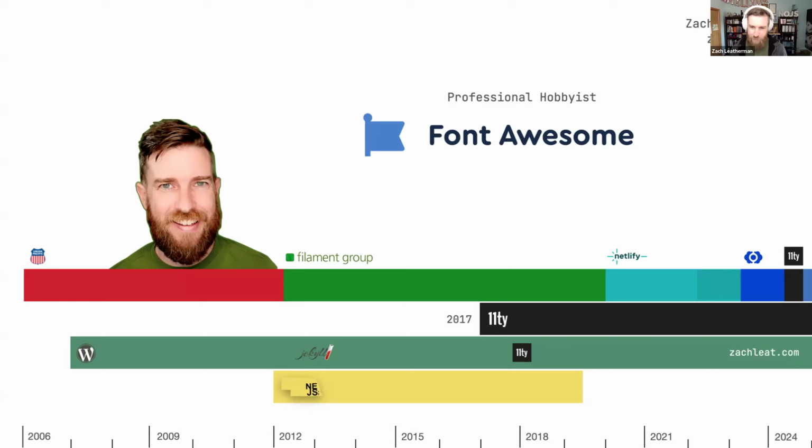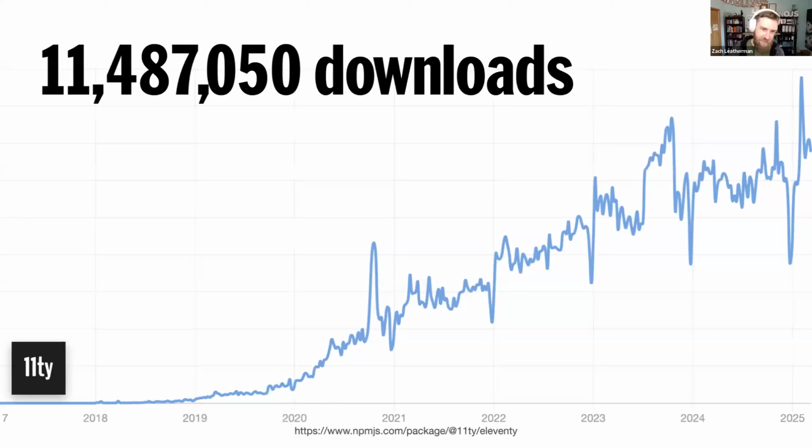This is my professional timeline. I used to work for a railroad company a long, long time ago, and then I worked for Filament Group, and they were really big in the jQuery community, and then Netlify, and then CloudCannon, and then Eleventy, and now FontAwesome. So 6 months at FontAwesome. It's been great. So I'm the maintainer of Eleventy.